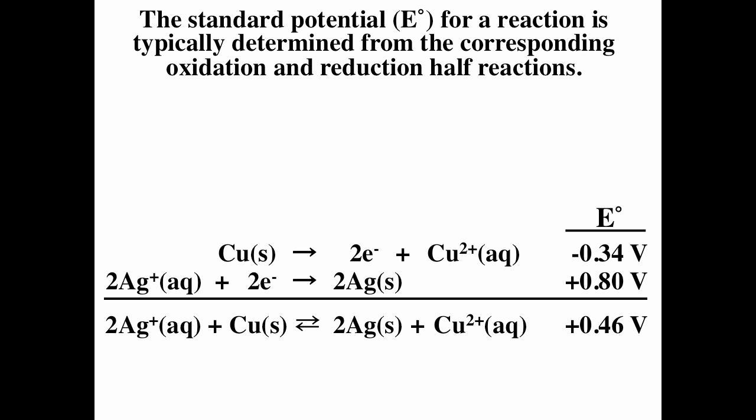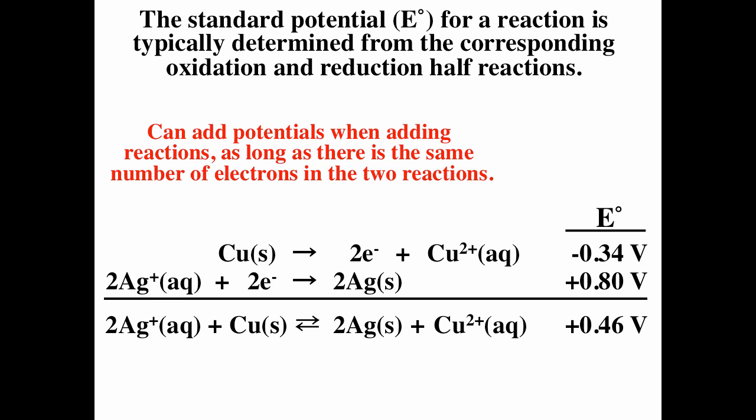Now, potentials for reactions are typically determined from the potentials of the oxidation and reduction half reactions. And so often what you have to do is look at your reaction and determine what is the oxidation half reaction, what's the reduction half reaction, find those potentials, and then add them. Now, you can add potentials only when there's the same number of electrons in the two half reactions. And so we have 2 electrons in the oxidation half reaction, 2 electrons in the reduction half reaction, and so we can add those 2 potentials.